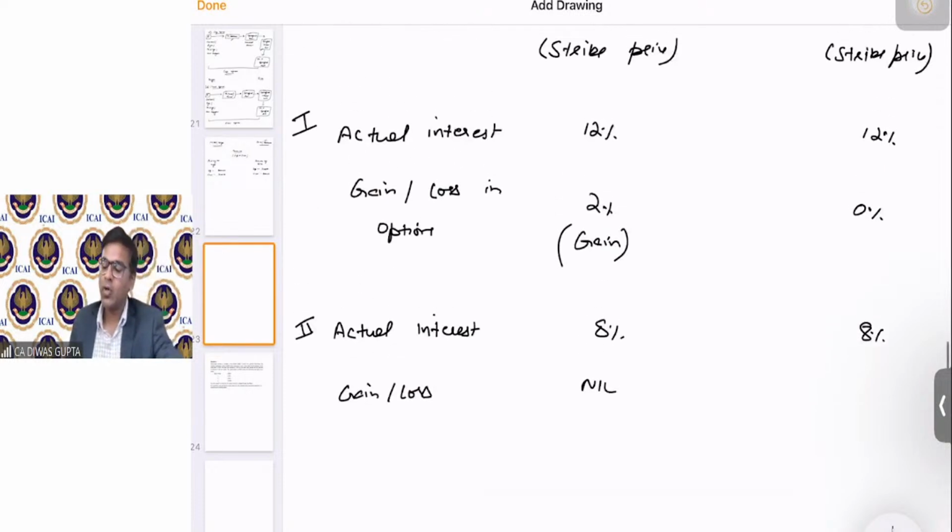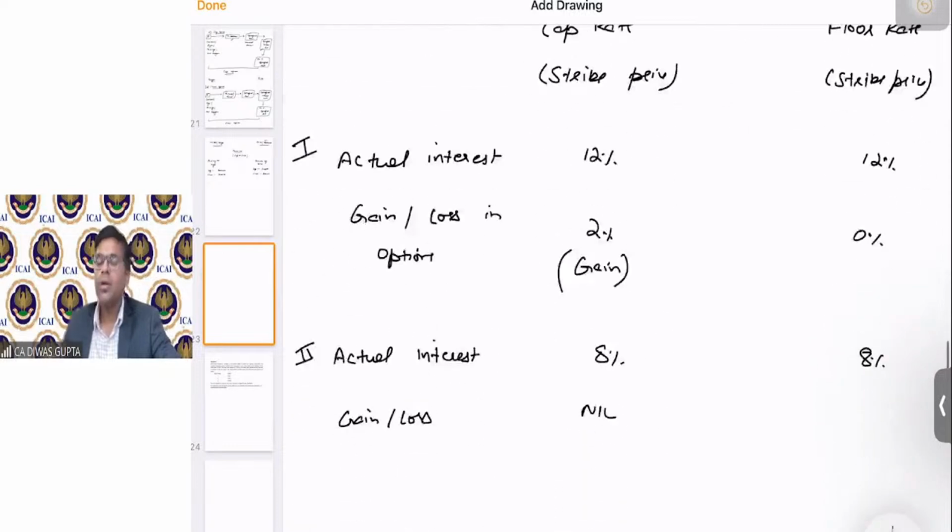In the second case, talking about the floor options, the person has a right to invest at 10%. The market is giving only 8%. So do you think that person will exercise the right to invest at 10%? Yes. Because under this option, he or she is getting 2% more. So there is a 2% gain here. Okay.